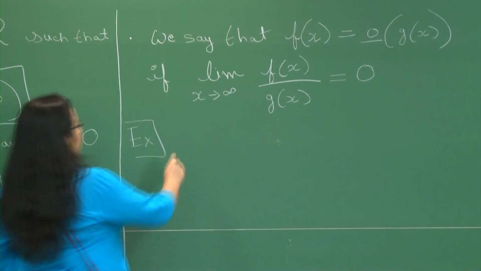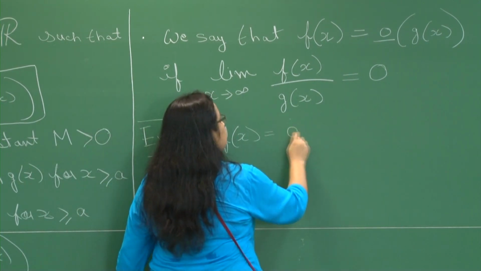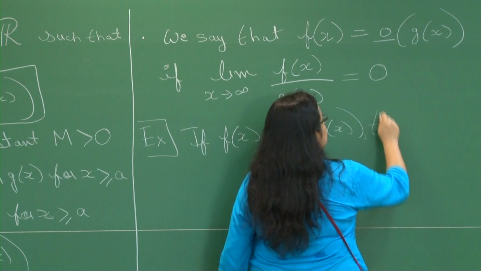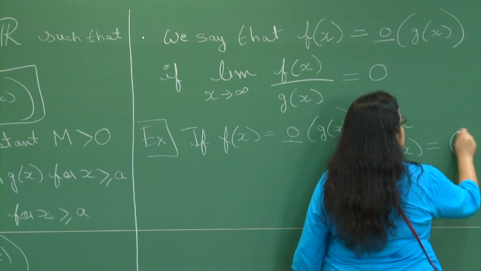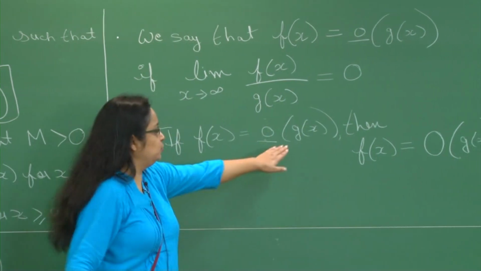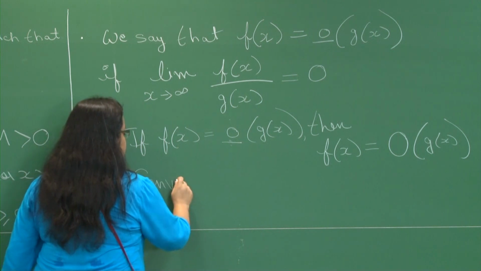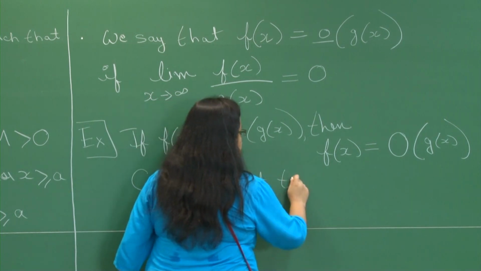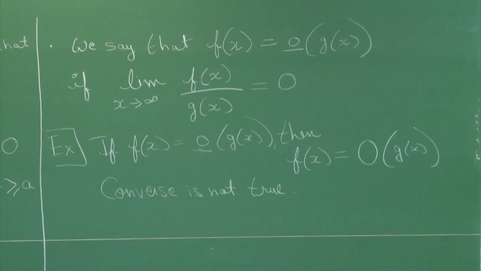So, if f of x is little o of g of x, then you can also write that f of x is big O of g of x, but this is weaker. The converse is not true. I will let you think about this exercise.